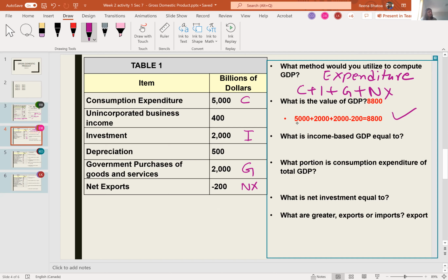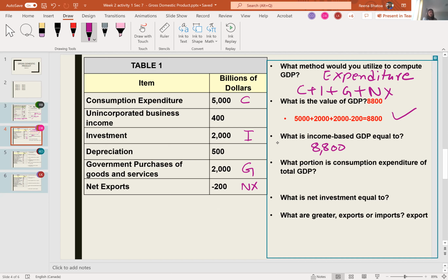All right. Then what is income-based GDP? How much will be GDP here for the third bullet? 8800. 8800. That's right, everyone. So it's just, as I said, close your eyes and write it. 8800 billions of dollars.